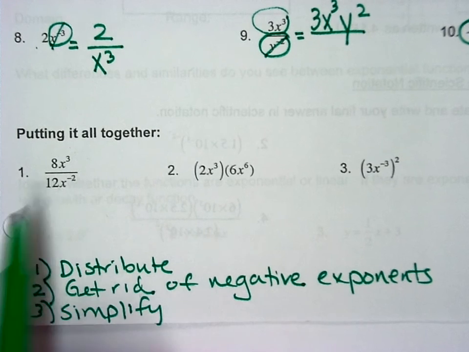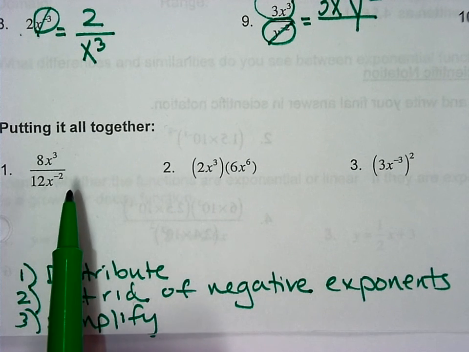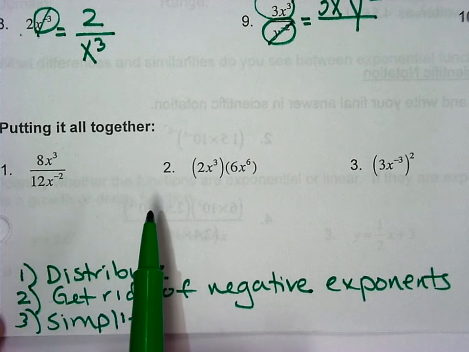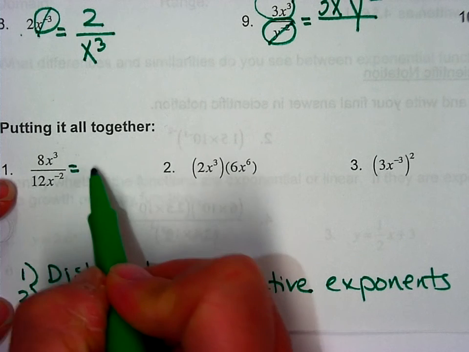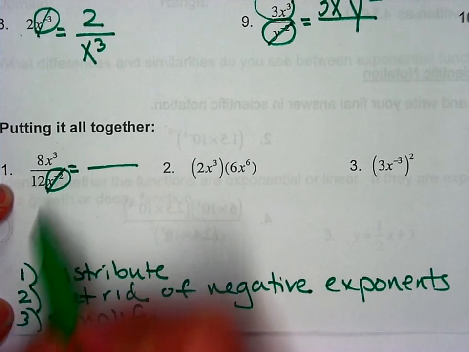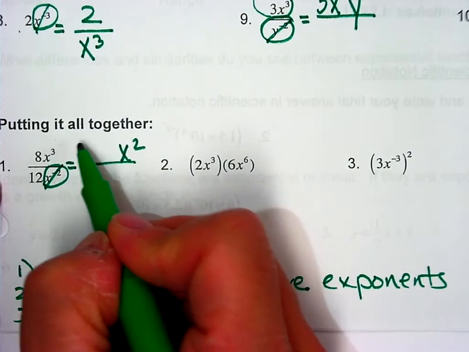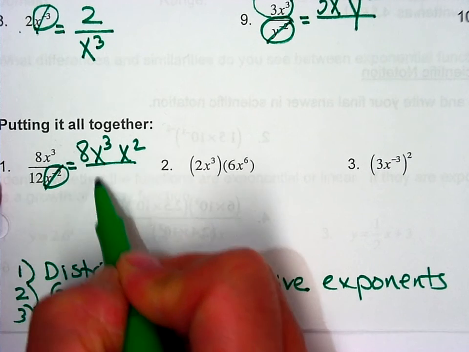Okay, so step 1, do I see anything to distribute? Is there a power to a power? Do I see a parentheses? No. Step 2, let's get rid of our negative exponents. The only thing that has a negative exponent is that one. So I'm going to move that up to the top. Everything else is going to stay exactly as is. So I'm going to leave this here. The 12 is still on the bottom.